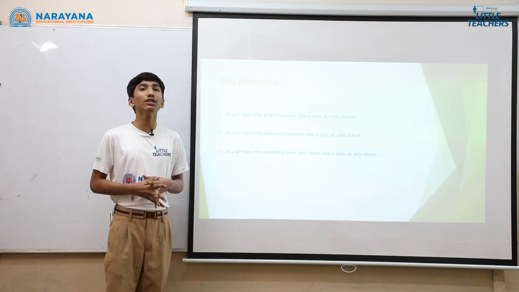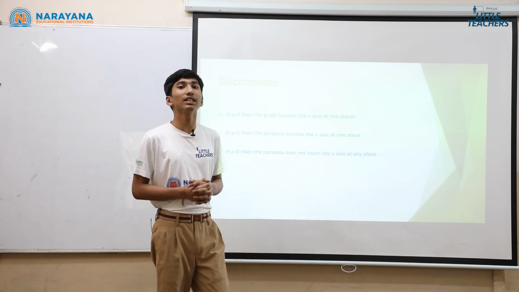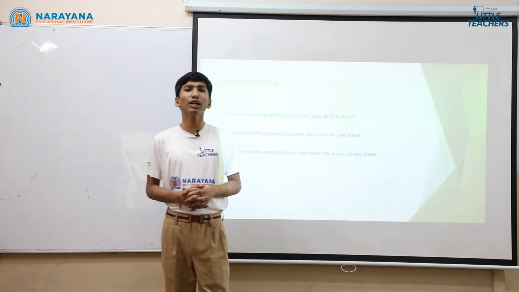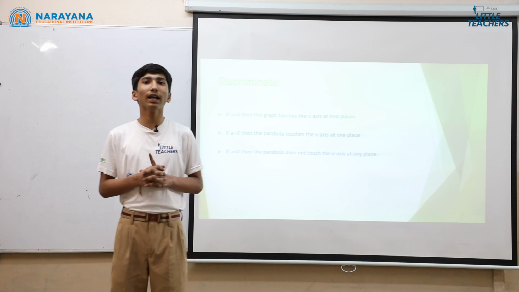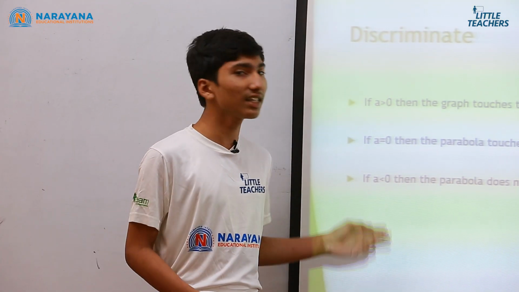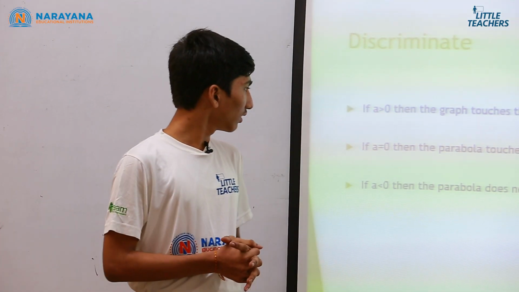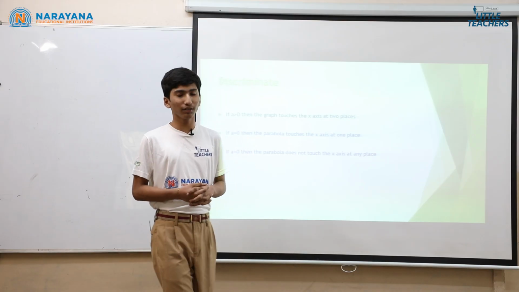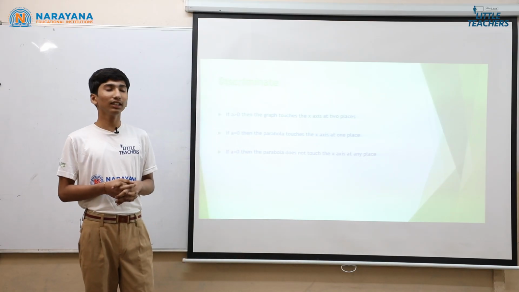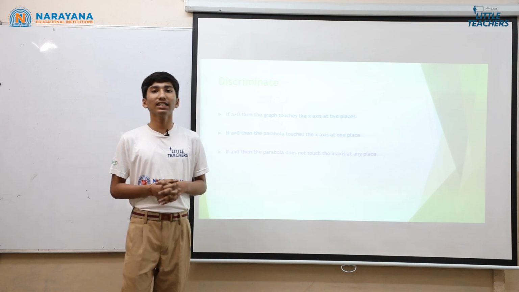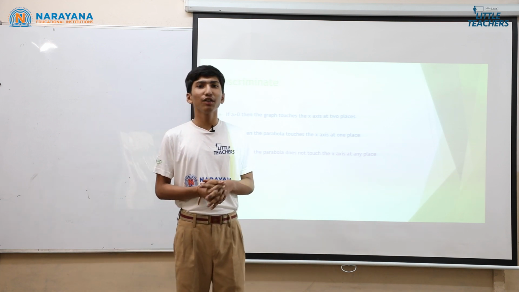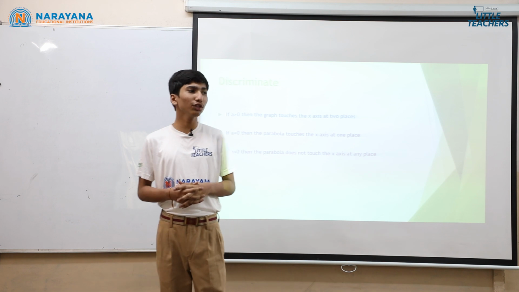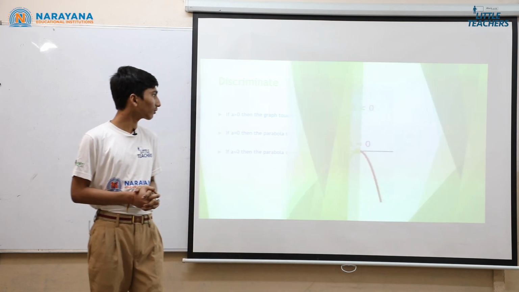If the discriminant is equal to 0, then the parabola touches the x-axis at one place. If the discriminant is negative, the parabola does not touch the x-axis anywhere, which means we are not going to get any real roots.